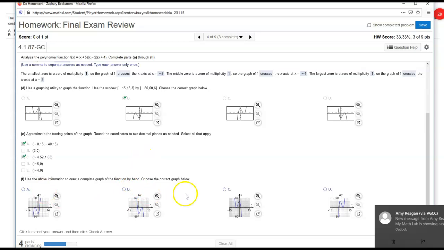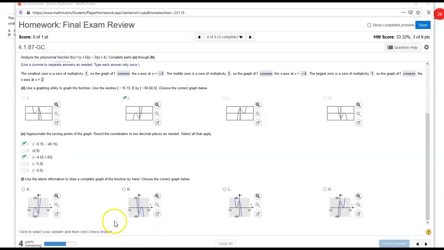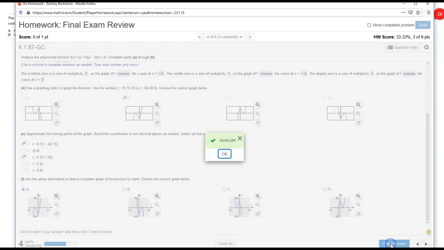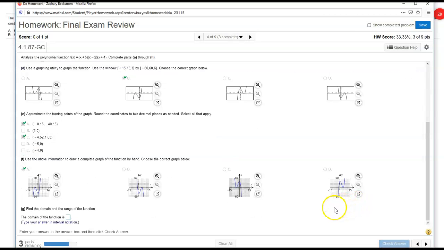All right, and the next thing says, use the above information to draw a complete graph of the function by hand. Choose the correct graph below. Well, we already pretty much know what this looks like. It looks like this one right here. We've already kind of done it over there. So this would just be using those turning points, and increasing, decreasing, all that good stuff.